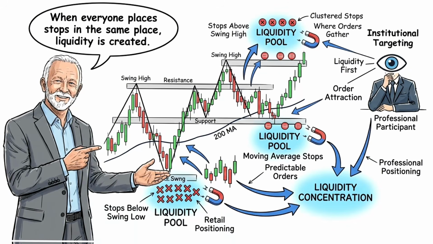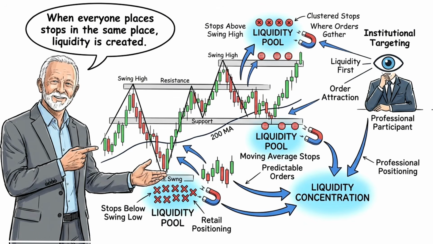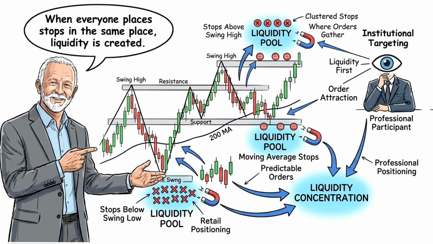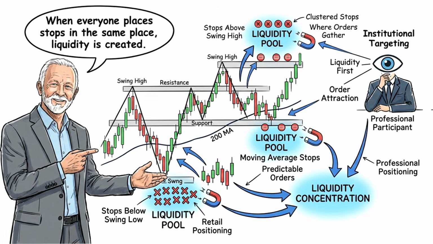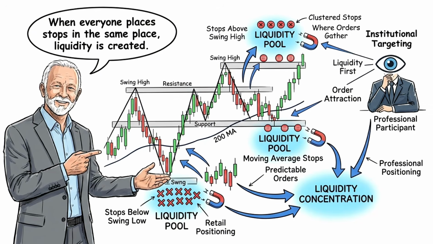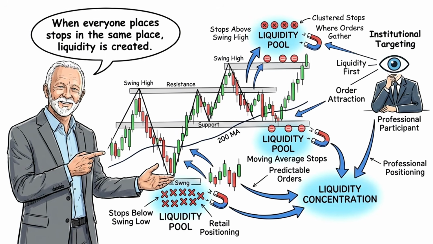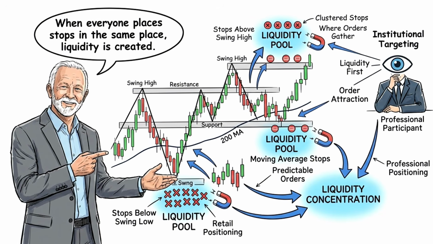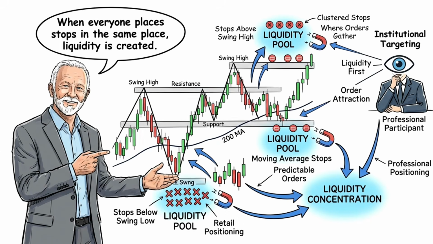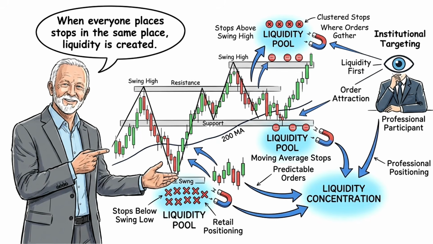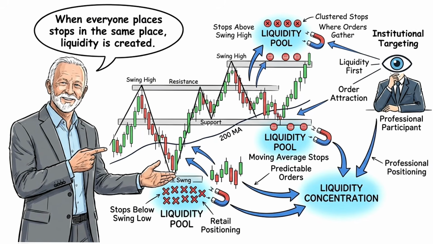Think about it. Where does every retail trader put their stop loss? Below a swing low, above a swing high, on the other side of a key moving average. These are textbook locations. And because everyone is taught the same rules, stops cluster at the same price levels. This creates what smart money traders call liquidity pools.